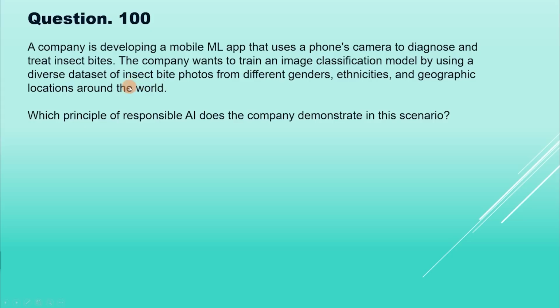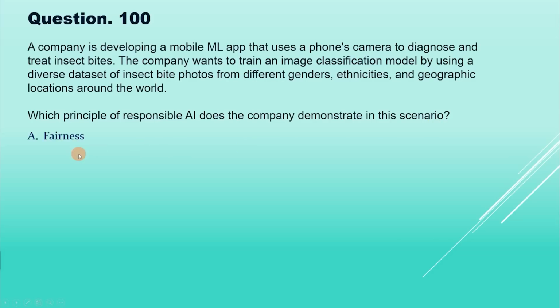So now let's come back to the question. A company is developing a mobile ML app that uses a phone's camera to diagnose and treat insect bites. The company wants to train an image classification model by using a diverse dataset of insect bite photos from different genders, ethnicities, and geographic locations around the world. Which principle of responsible AI does the company demonstrate in this scenario?